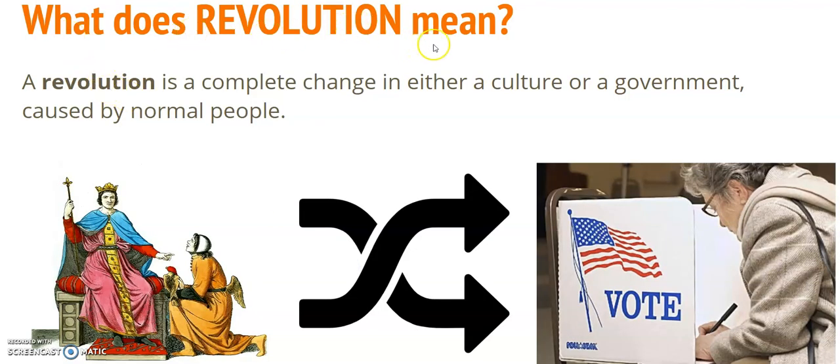What does a revolution mean? A revolution is a complete change in either a culture or a government caused by normal people. So, for example, you might have a revolution to change a monarchy, where a king rules and the normal people have no power, to a democracy, where the normal, everyday, regular people vote for their leaders instead of having a king or queen.